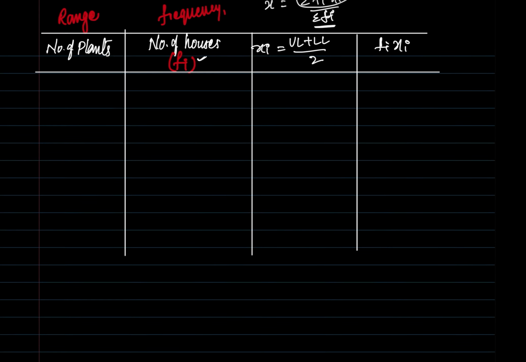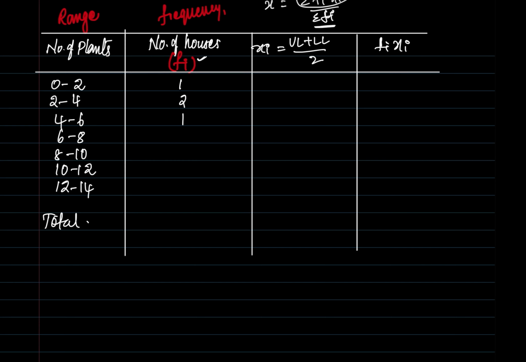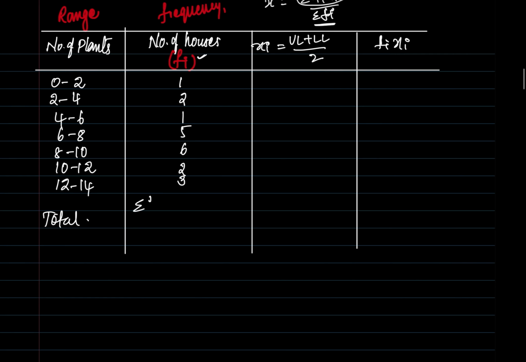Okay, so the first column, the number of plants, is 0 to 2, 2 to 4, 4 to 6, 6 to 8, 8 to 10, 10 to 12, 12 to 14, and here we can write total. Then the frequencies they have given are 1, 2, 1, 5, 6, 2, 3, and the total is sigma fi.